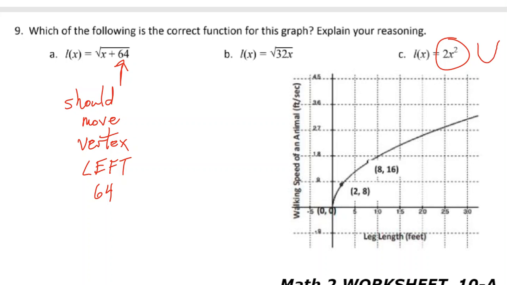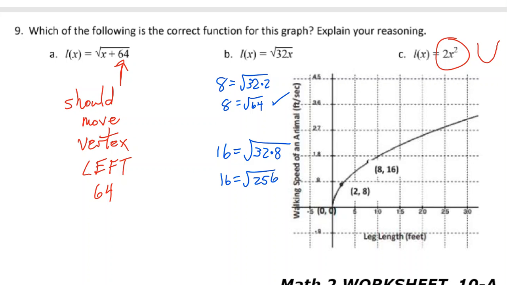Now, if I start plugging in some of these numbers, do I know that 8 equals square root of 32 times 2, which is 64? Yes. If I put a 16 here and say 32 times 16, no, excuse me, 32 times 8. The 8 goes here, the 16 goes there. 32 times 8 is 256, which square root of 256 is 16. So far these guys are matching up. And of course, if you put a 0 in both places, that's going to work too. So that appears to be the correct function to go along with the graph.